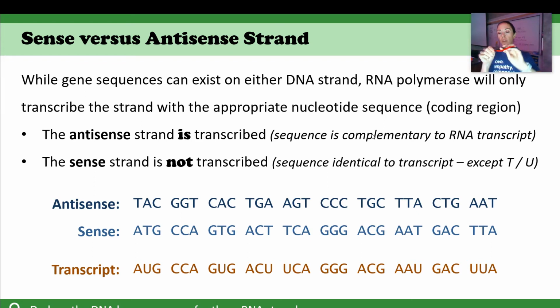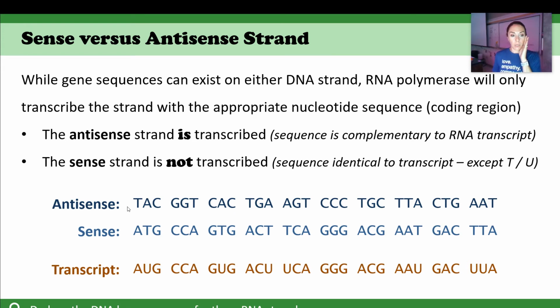If I pull these strands apart right here, you've got them exposed. If this is my antisense strand, the black one, that's the one that's going to be copied. The red part, my sense strand, is not copied. It has those corresponding bases. We'll talk a little more about how it knows. So this sequence is identical to the transcript except for the T and U. We'll talk about those bases.